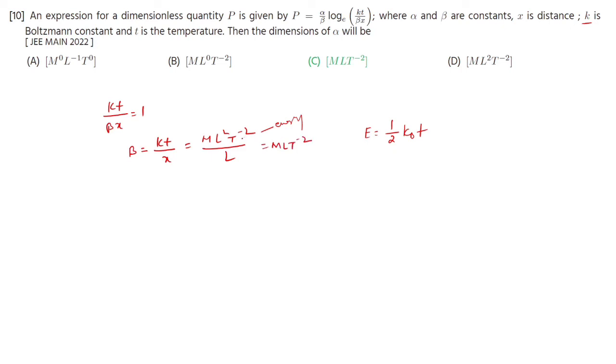But here, if you observe the question carefully, P is a dimensionless quantity. If it is dimensionless, then in this equation alpha by beta should have the same dimensions, only then will the resulting physical quantity have no dimensions. That is, alpha is equal to beta, and both physical quantities have the same dimensions, M L T power minus 2. Okay, so this is question number 10.